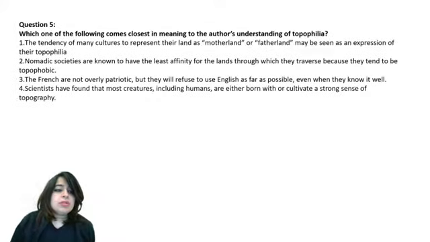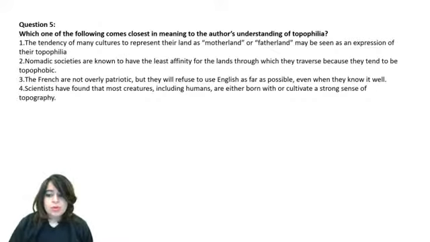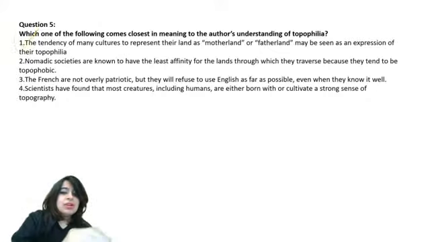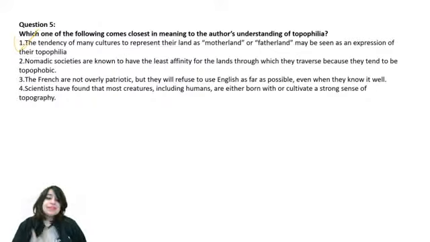The third option says the French are not overly patriotic, but they will refuse to use English as far as possible when they know it well. Scientists have found that most creatures, including humans, are either born with a cultivated sense of topography. So, I think the first option is the only one which shows some kind of love and it fits the meaning of topophilia. So option 2 is eliminated. Option 3 says that the French are not patriotic, so it goes out because topophilia will bring patriotism. Topography has nothing to do with topophilia, right?